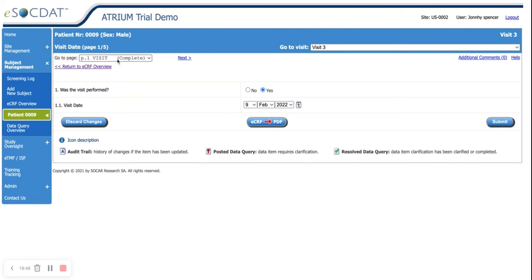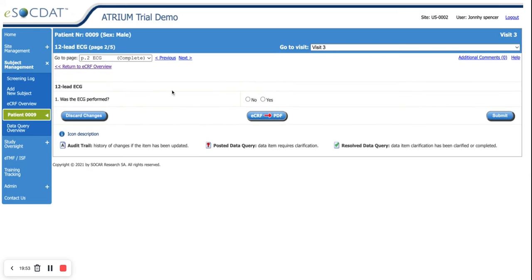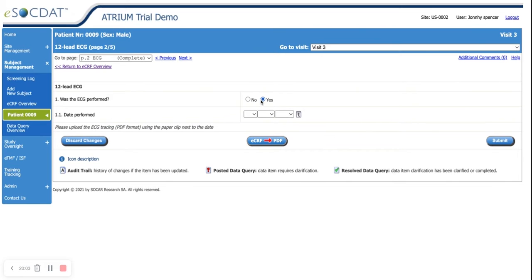The second page within Visit 3 is regarding the 12-lead ECG that will also be collected at Visit 3. Please select yes or no. If you select yes, you will need to include the date performed and upload the de-identified PDF here at the paperclip symbol on the EDC form. Please hit submit to move on to the next page.